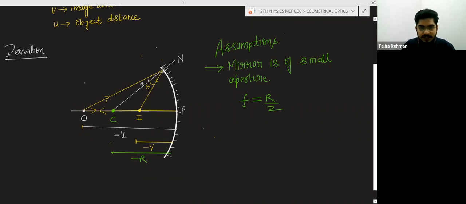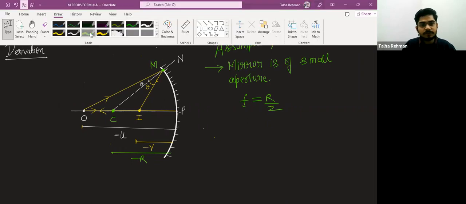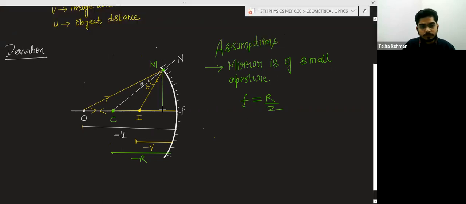This point suppose is point M. From this point M on the principal axis I am drawing a perpendicular. This is the perpendicular. Perpendicular means this angle is 90 degrees and this angle will also be 90 degrees. And suppose this point on the mirror is P dash.